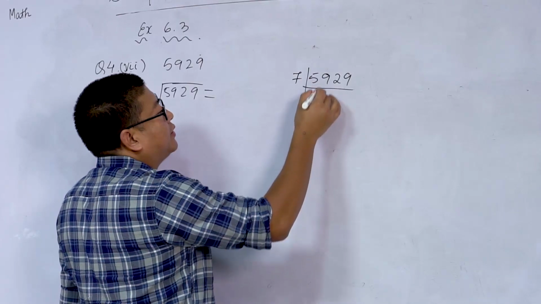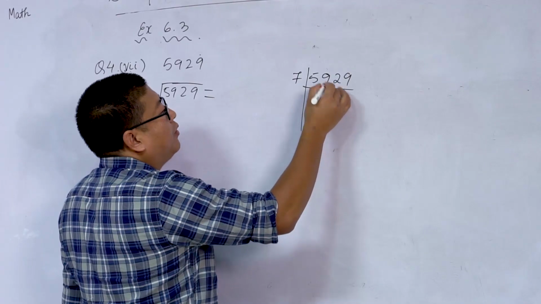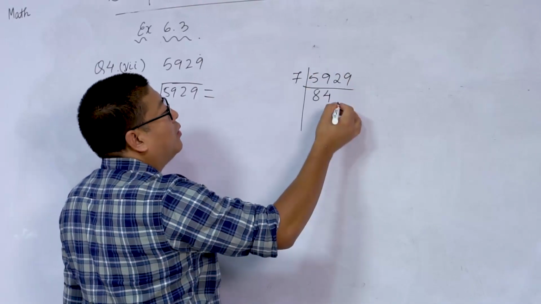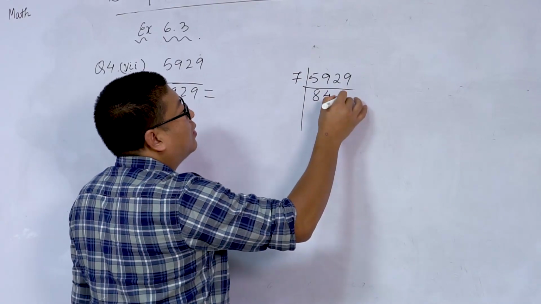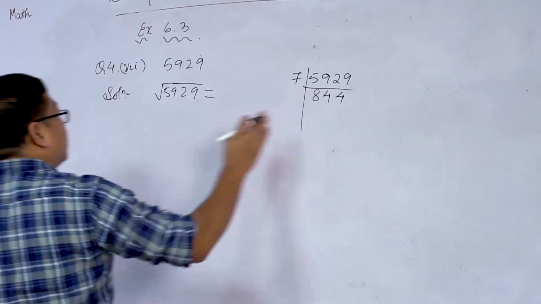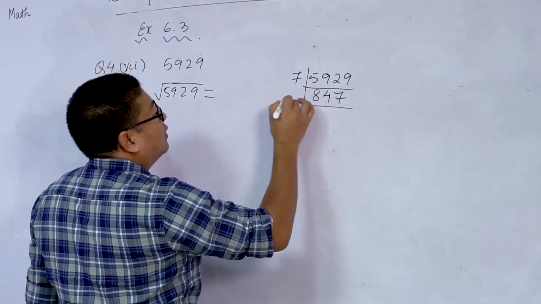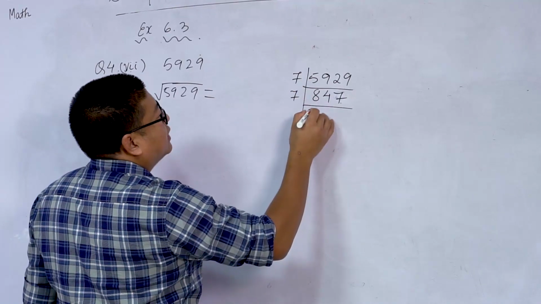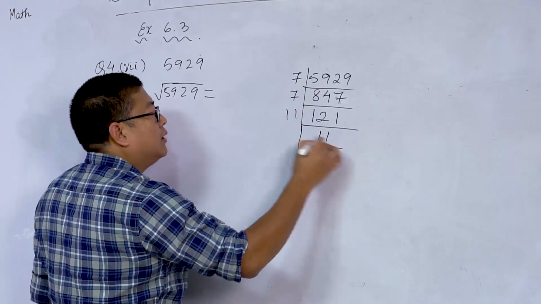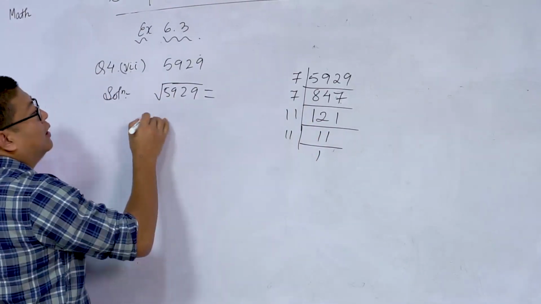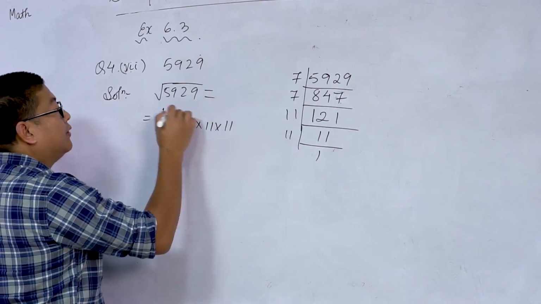7 into 8, 56. 56, 32. 7 into 4, 28. 32, 24. When you subtract, you get 4. And sorry, 49. 7 into 7 is 49. So again you can continue with 7. 7 into 1 is 7. 7 twos are 14, 7 ones are 7. Here 11 into 11 is 121. 11 into 1 is 11. So you are getting 7 into 7 into 11 into 11.